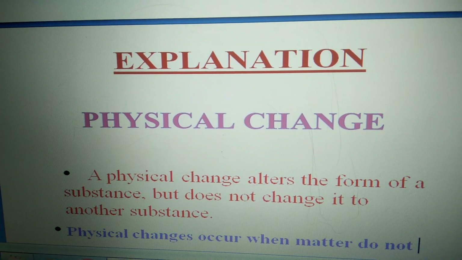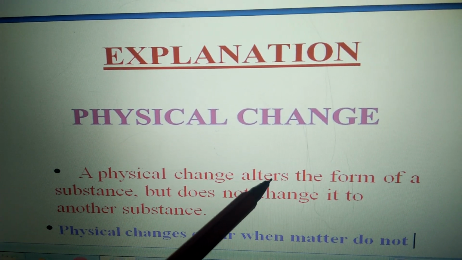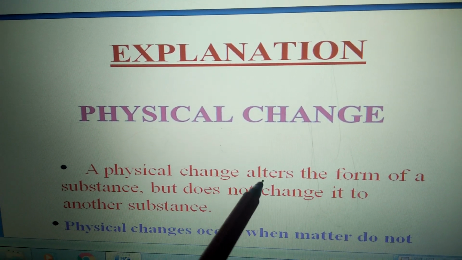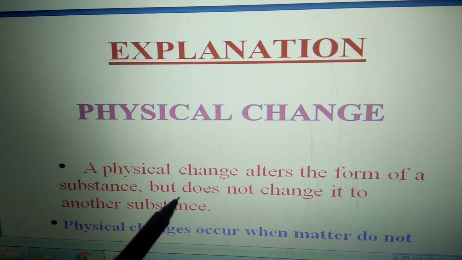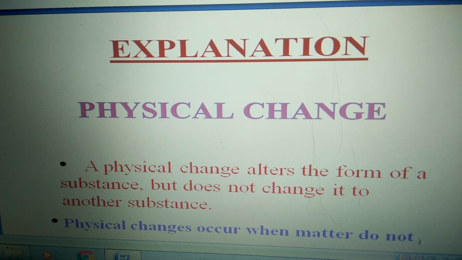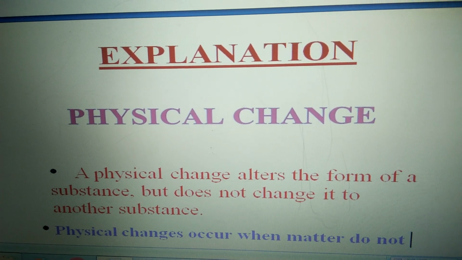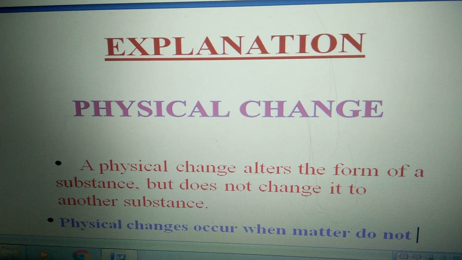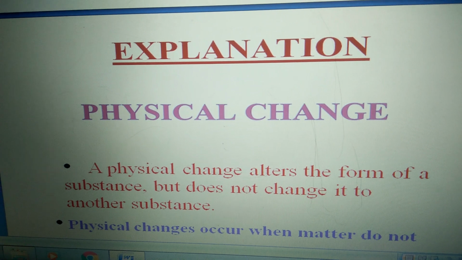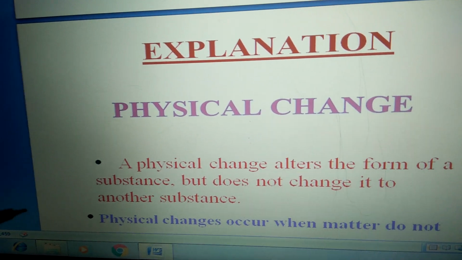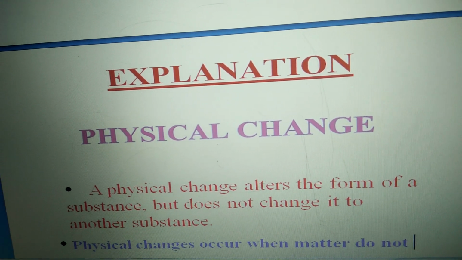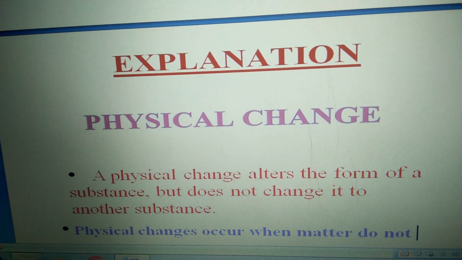What is physical change? A physical change alters the form of a substance but does not change it into a new or another substance. Means in a physical change, the object does not lose its original property, just its shape, size, etc. Physical properties change. What are physical properties?